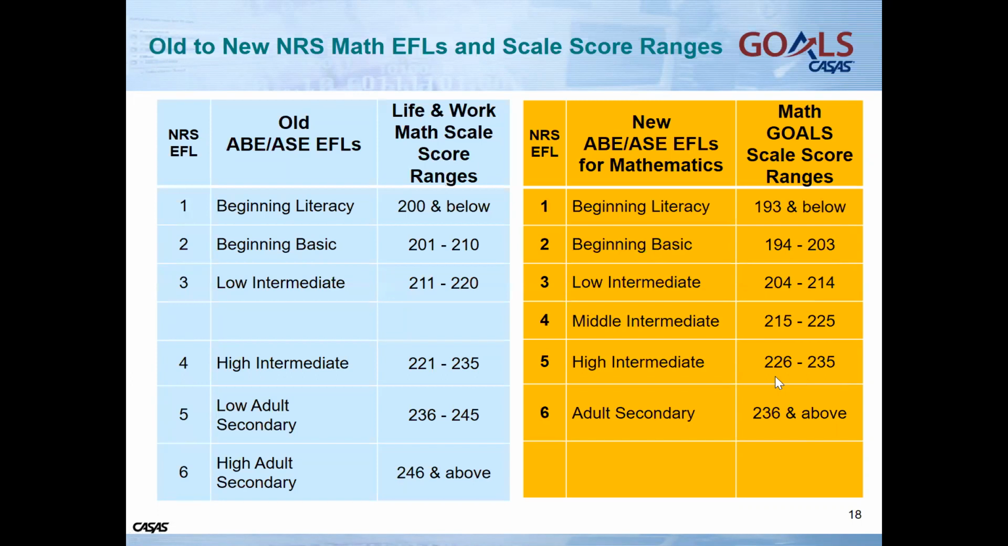It's sort of interesting, I think, that the high intermediate finished in the same place, but because of this new middle intermediate level, as I mentioned, the beginning literacy goes lower, and these ranges are quite different leading up to high intermediate. So this is something I'm sure you're going to want to study and get your heads around, which is different from before. Then adult secondary, as I mentioned, is combined. There's no more low and high. There's only one adult secondary level, which is similar to before, 236 and above. All right.